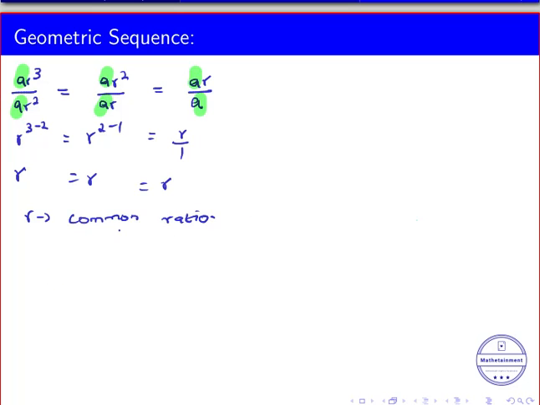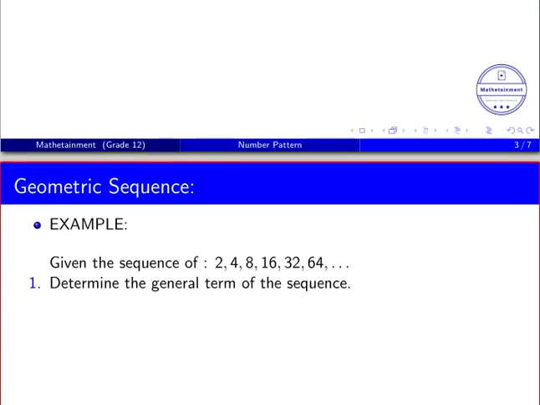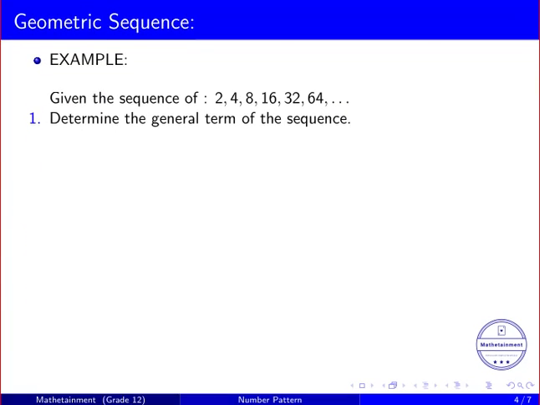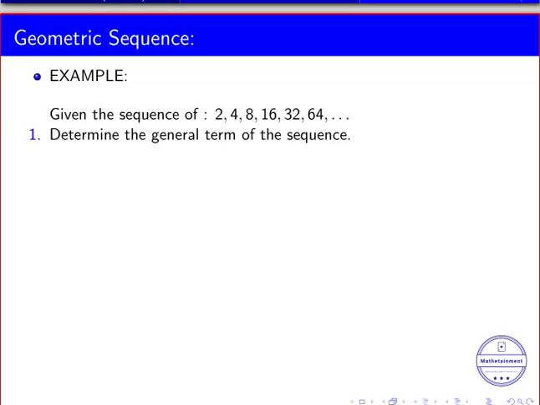That means these numbers keep on incrementing using the same ratio or equal ratio. Okay. Let us have a look at this example. Here you are given a sequence of 2, 4, 8, 16, 32, and 64. But they never mention which sequence this sequence lies on. Is it an arithmetic sequence, quadratic sequence, or a geometric sequence?